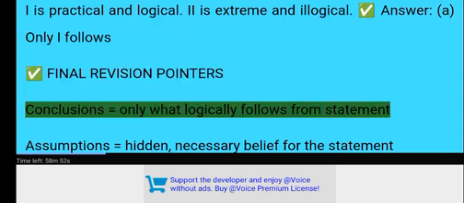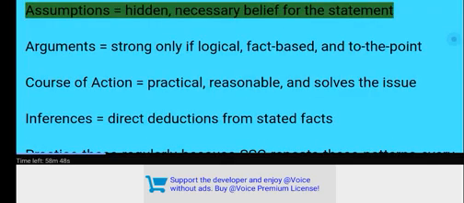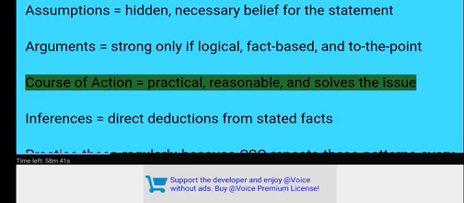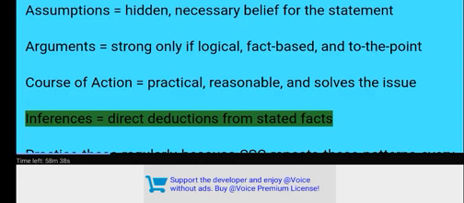Final revision pointers. Conclusions equal only what logically follows from the statement. Assumptions equal a hidden, necessary belief for the statement. Arguments are strong only if logical, fact-based, and to the point. Course of action equals practical, reasonable, and solves the issue. Inferences equal direct deductions from stated facts.